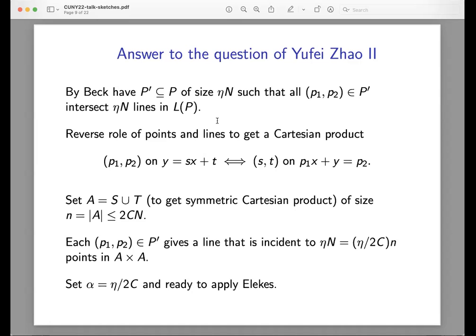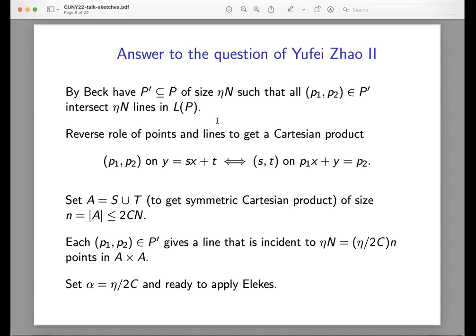So I'm going to use duality. If I have a point P1, P2 in the point set, and a line y equals sx plus t, I can reverse the role of points and lines and think of the point s, t that is in a Cartesian product, and this is incident to the line P1x plus y equals P2. This can confuse us a bit, but I have to do it. Then also I want a symmetric Cartesian product. S does not equal T, so therefore I take their union. So I take the capital A in Elekes's theorem to be the union of S and T.